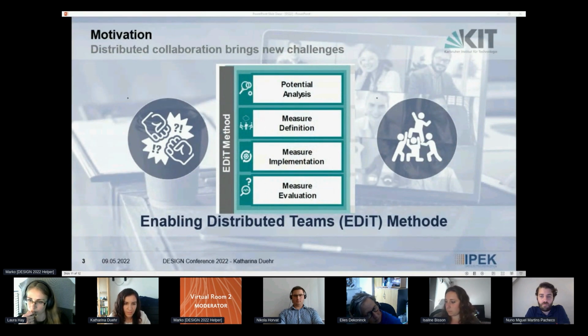The method is called the EDIT method, Enabling Distributed Teams. The EDIT method is based on four phases: potential analysis, measure definition, measure implementation, and measure evaluation. The unique feature of the EDIT method as a method to support continuous improvement is that it incorporates the characteristics of distributed product development.